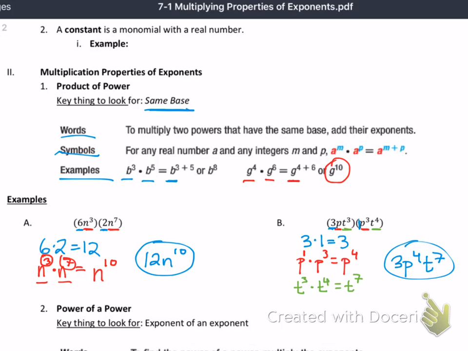So that's our first property. What do you do when two bases are exactly the same and you're multiplying them? You add the exponents. Scroll down a little bit more to see the second one.